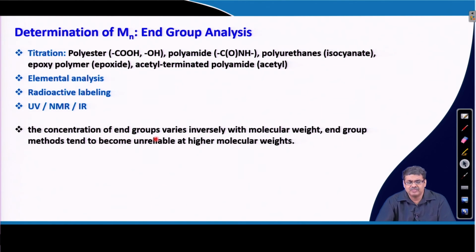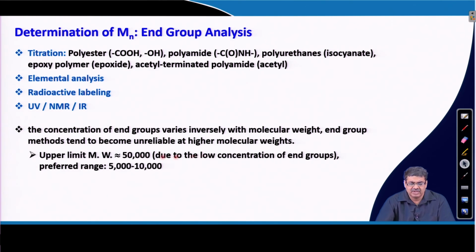And the concentration of N groups varies inversely with molecular weight. So, N group methods tend to become unreliable for higher molecular weight, as I explained before. So, upper limit is 50,000, but preferred range is 5,000 to 10,000.